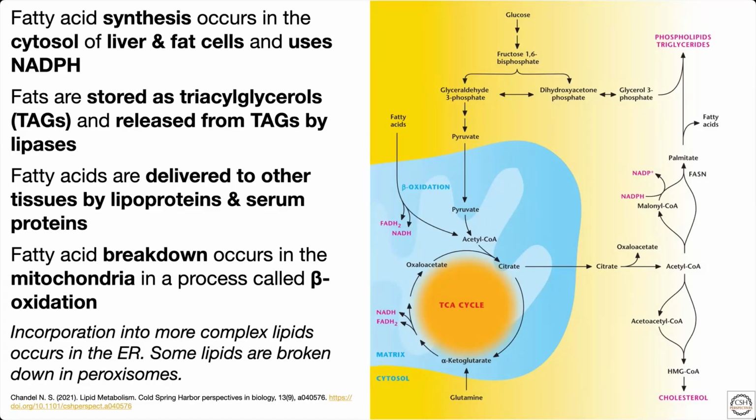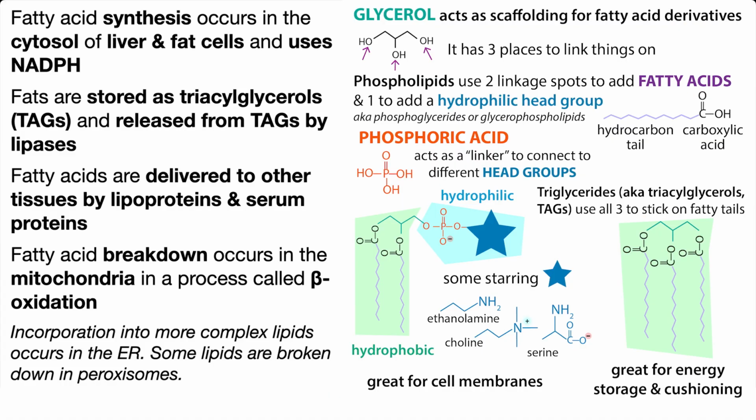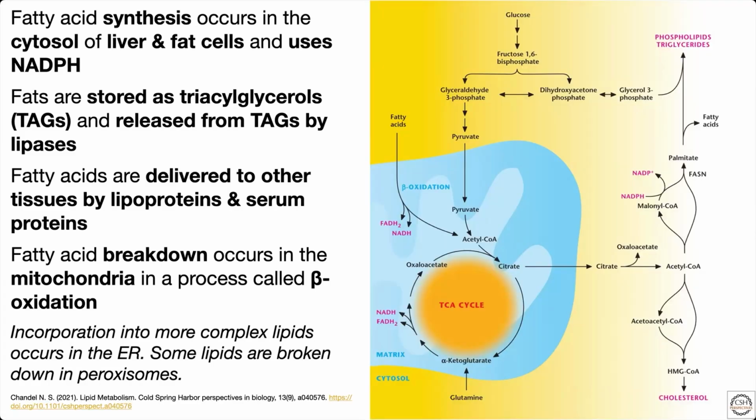Your liver and your fat cells are going to store those fatty acids in the form of triacylglycerols. So stick 3 of them onto a glycerol molecule. That's great. Now you've got this good long-term storage form. But in order to use it, you want to actually be able to remove the fatty acids. And so enzymes called lipases will chop the fatty acids off of the glycerol backbone to give you free fatty acids. Fatty acids are delivered to other tissues from your liver in the form of TAGs in lipoproteins, or from your fat cells as fatty acids piggybacking on serum proteins.